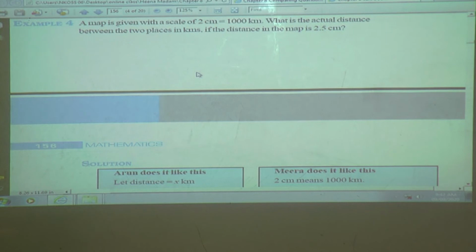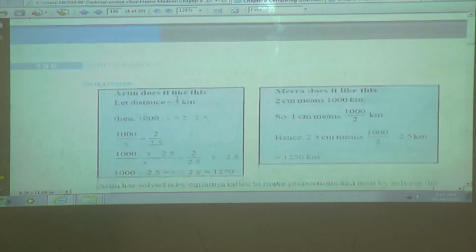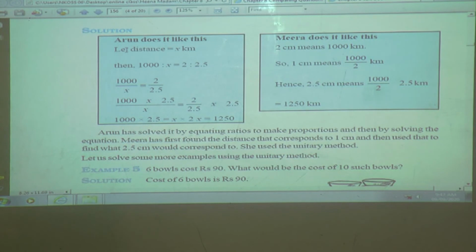One will be the unitary method, and we will find out what the actual distance is when it is given as 2.5 centimeter on the map. So we will see the solution for this here. This example was solved by Arun like this and Meera like this. Both the answers will be the same, only the methods are different. We will use whichever is the convenient method. First we will learn both the methods here.